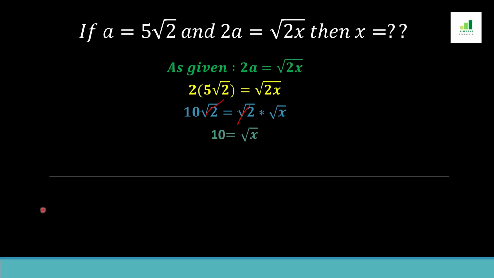So now what will we get? We will get 10 equal to √x. Now we square both sides of the equation, and this square will cancel out the root and we will get x, and the square of 10 is equal to 100. So this is the value of x for this question.